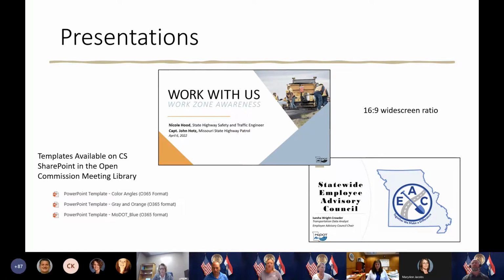Some agenda items are presentations, and they should be prepared in the standard formatting, which is simple for live streaming and documentation, which is the 16:9 widescreen ratio. This widescreen format displays well on electronic devices such as TVs, iPads, laptops, and screens. Sample templates are available on our Commission Secretary's Office SharePoint site in the Open Commission Meeting Library. And all of the templates are designed for O365 format and the widescreen ratio. Customer relations staff are also available to provide assistance as needed for graphics and presentations.